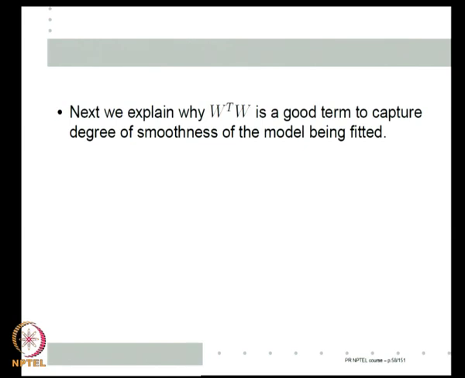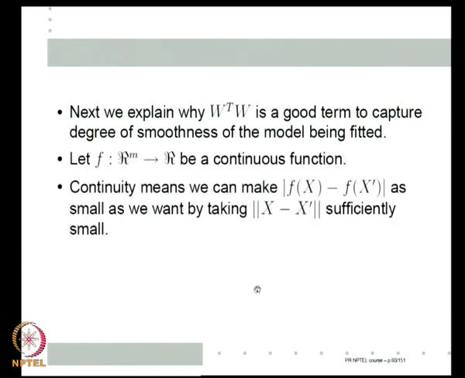So, we have to ask why this is a good term to capture the degree of smoothness of a function. Smoothness is being nicely continuous. Continuity is a binary property. A function is either continuous or not continuous, but all continuous functions are not the same. Let us say f from R to R is a continuous function. What does continuity mean? I can make f x minus f x prime, the difference between f x and f x prime, as small as I want by taking the norm of the difference x minus x prime sufficiently small.